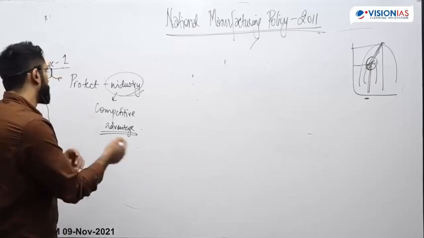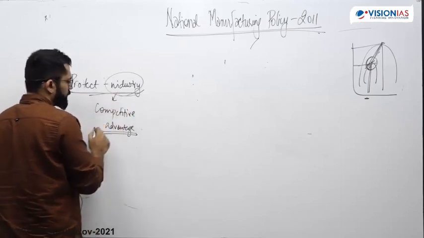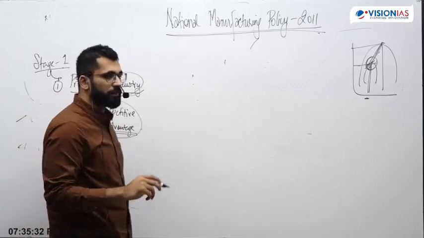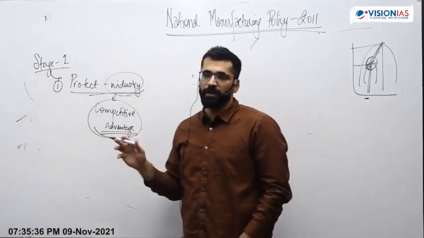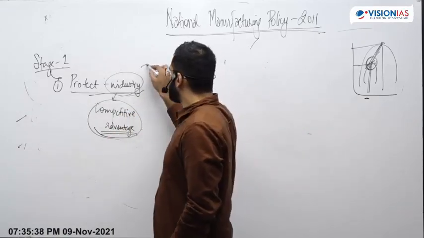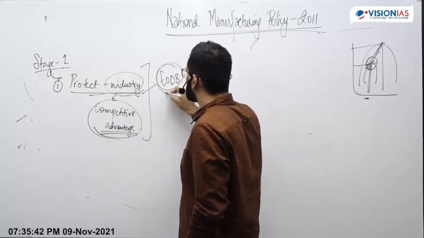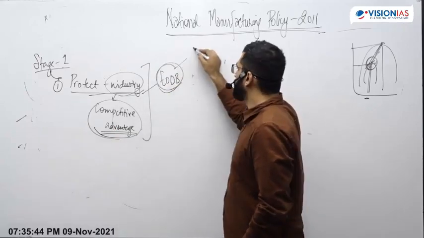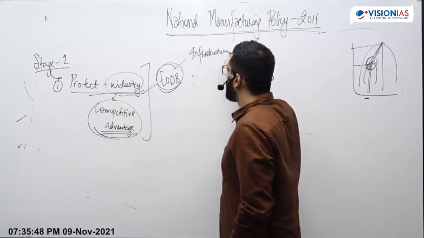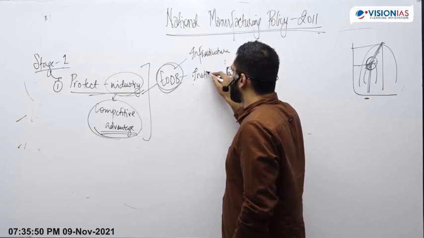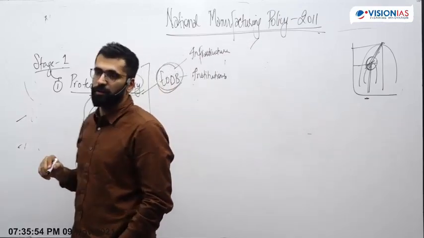So why skill mismatch? See, in the first stage, you protect your industry which has a competitive advantage. Most of the industries which were protected were textile, apparel, leather, footwear. Now you provide them the ease of doing business. You provide them with infrastructure. You provide them with institutions. Rule making should also happen.